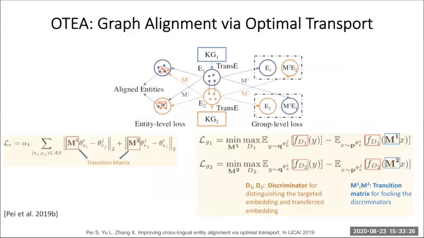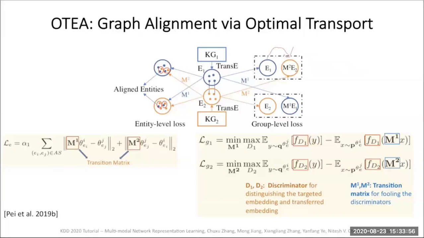So the method introduced here is named OT. The target is to minimize both the entity level loss and the group level loss. The entity level loss is defined in the same way as in the ICA model. The group level loss is defined as the difference between the entity distribution in one graph and the distribution of the mapped entities from the other graph.